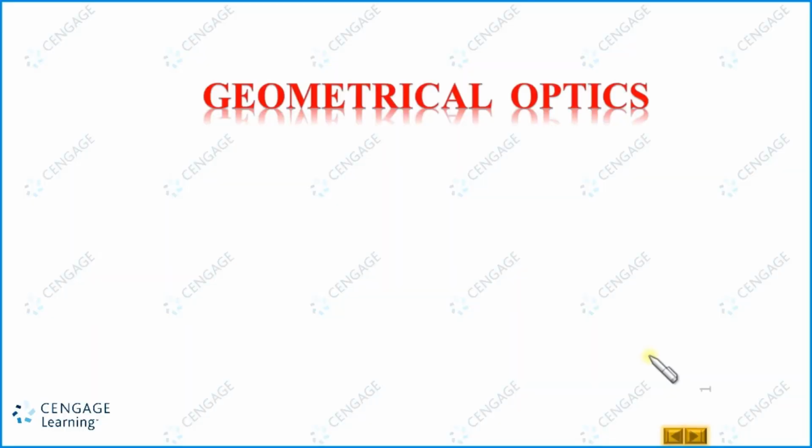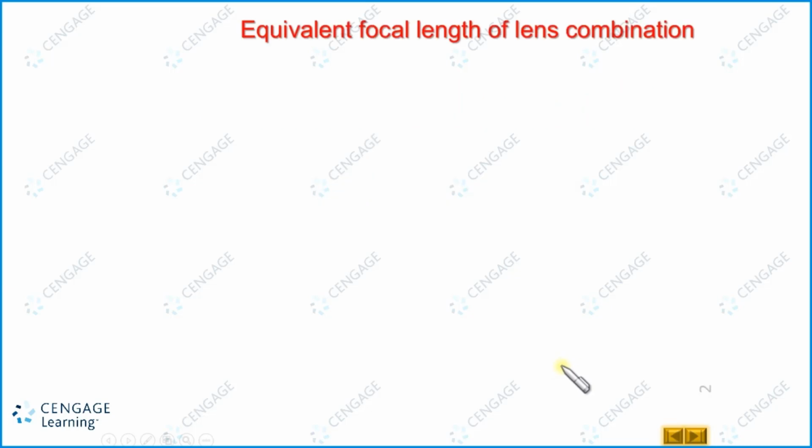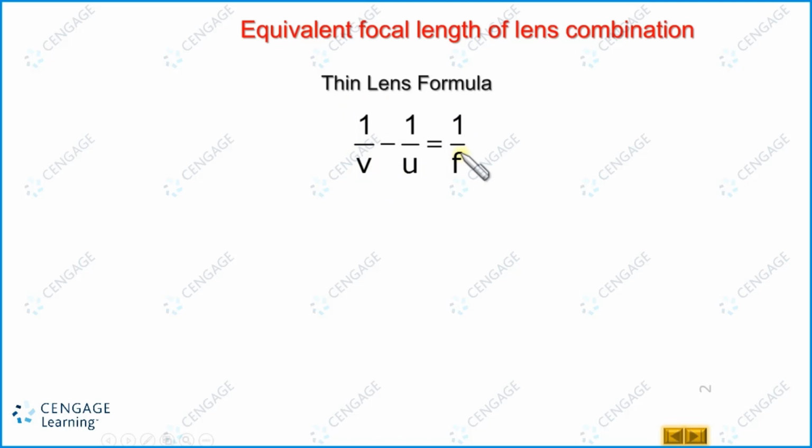Dear students, in this section we are going to learn the concept of equivalent focal length of lens combination. We know the lens formula, that is 1 upon v minus 1 upon u equal to 1 upon f. We know this formula is applicable for thin lenses. Thin lenses means we consider the thickness of the lens as negligible, right? We consider it very thin at the middle part.